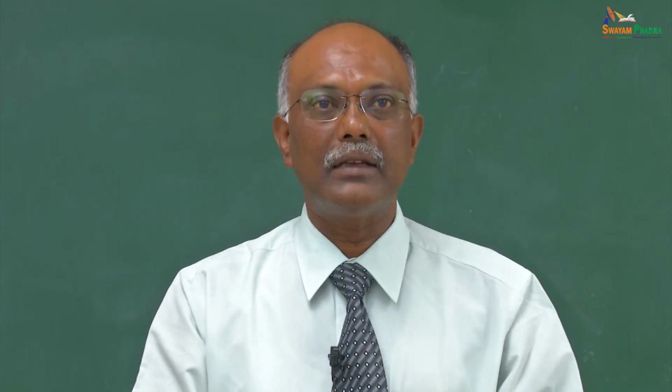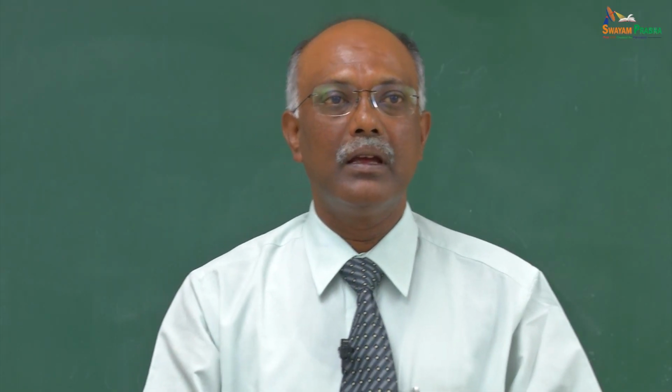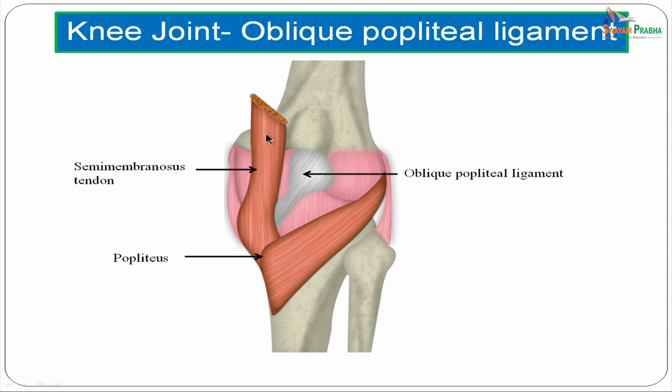So let's have a look at the oblique popliteal ligament first. If you see in this particular picture, this is the tendon of semimembranosus. From the lower end of the tendon of semimembranosus, there is an upward, backward and lateral extension which forms the oblique popliteal ligament. The oblique popliteal ligament is attached to the lateral part of the intercondylar line of the lower end of the femur and strengthens the posterior aspect of the joint capsule.